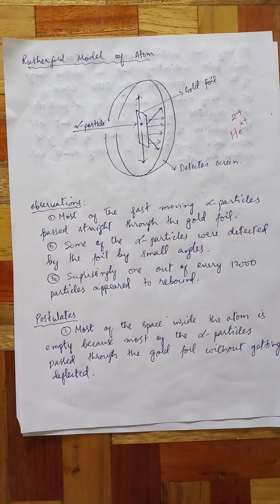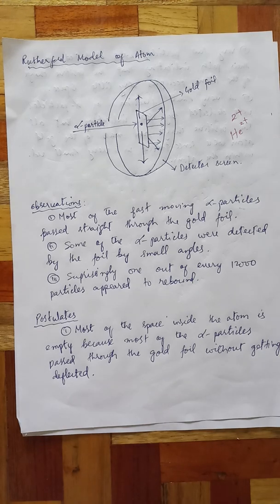Alpha particles are emitted by radioactive elements like radium and polonium. These fast-moving alpha particles have a suitable amount of energy. That is why he used alpha particles. The second one is gold foil. He used gold because gold can be beaten into very thin sheets so that all the atoms present in the gold are uniformly distributed. And he also used a detector screen in order to detect the alpha particles.